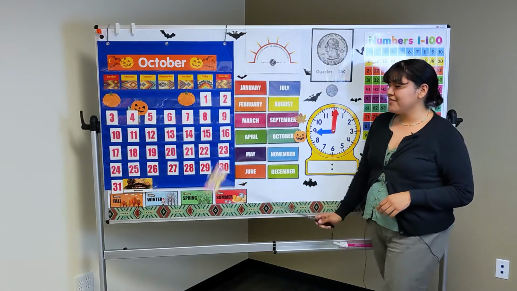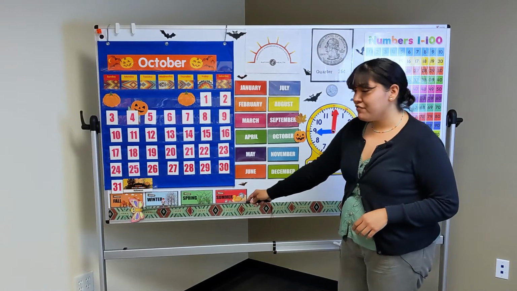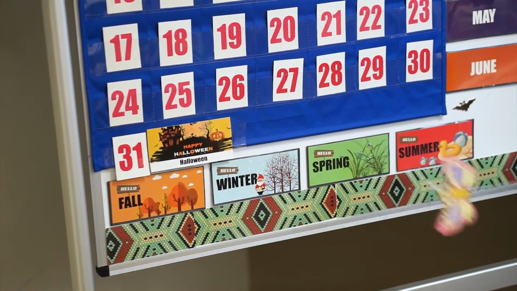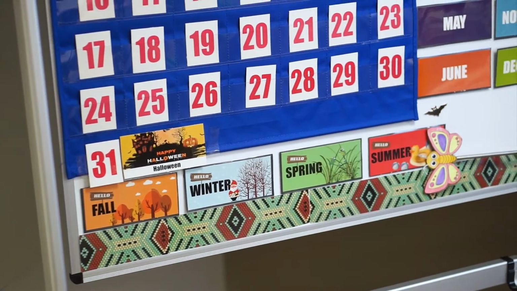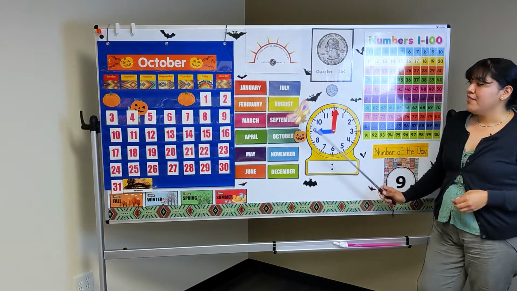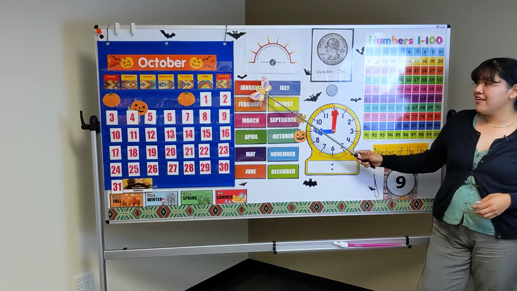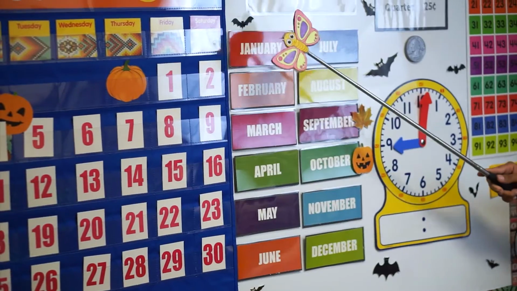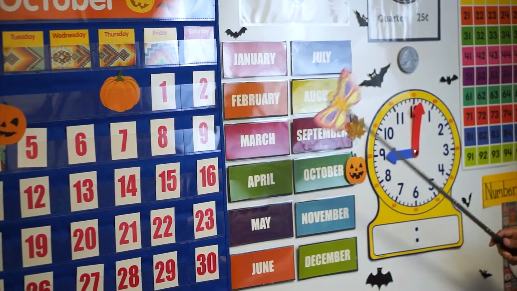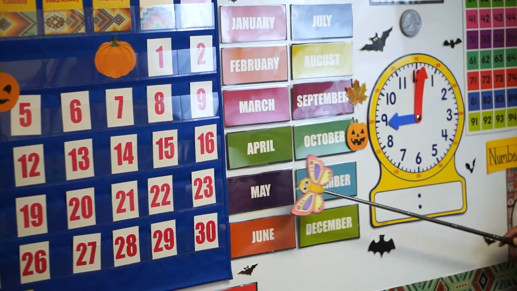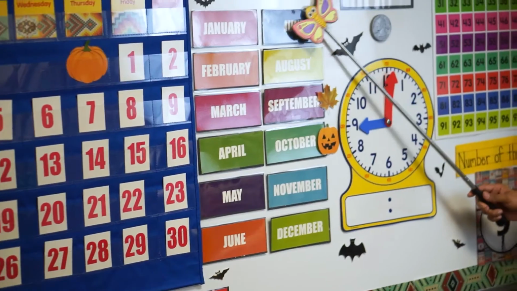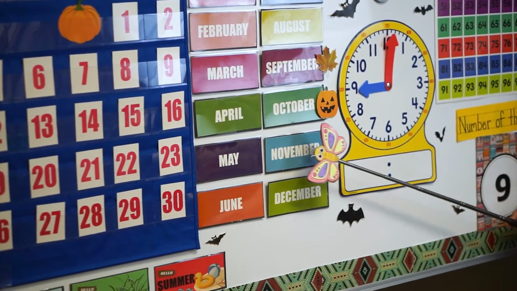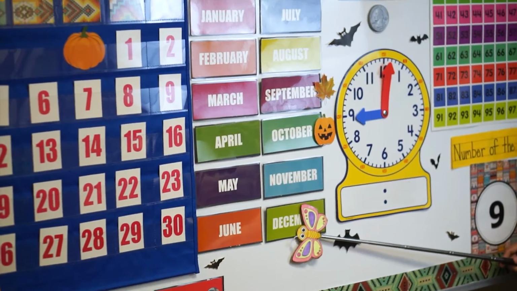All right, let's go to our seasons. We have fall, we have winter, spring, and summer. Let's go to the months. All right, let's start with January. All right, everyone say January. January, February, March, April, May, June, July, August, September, October, November, December.